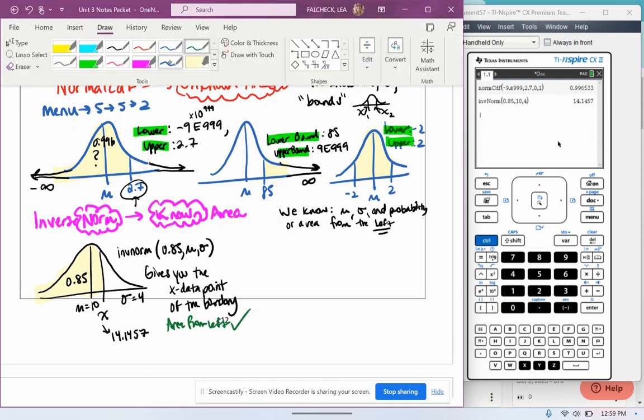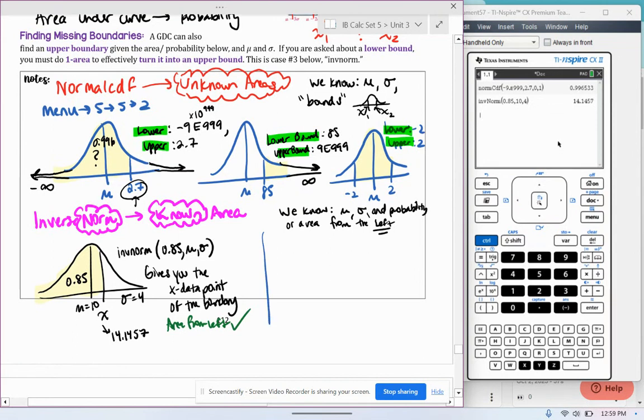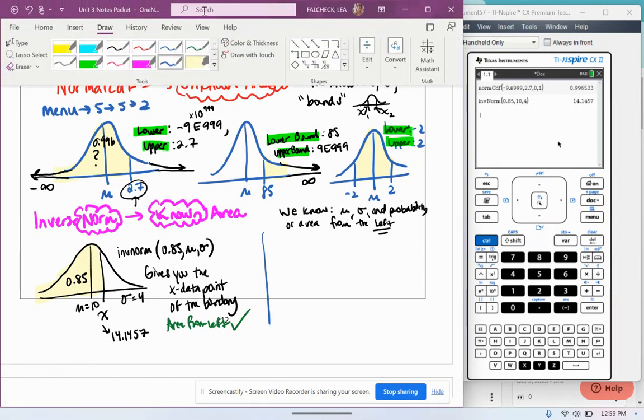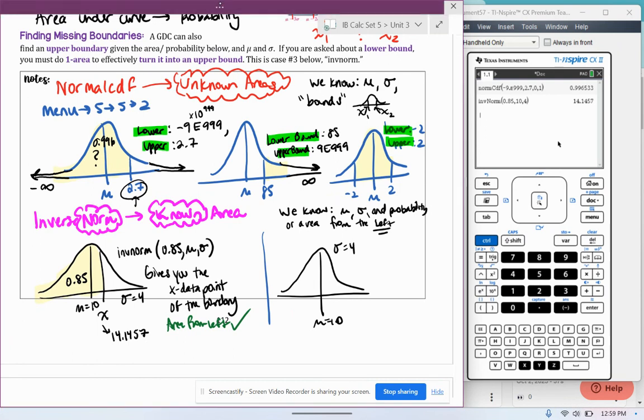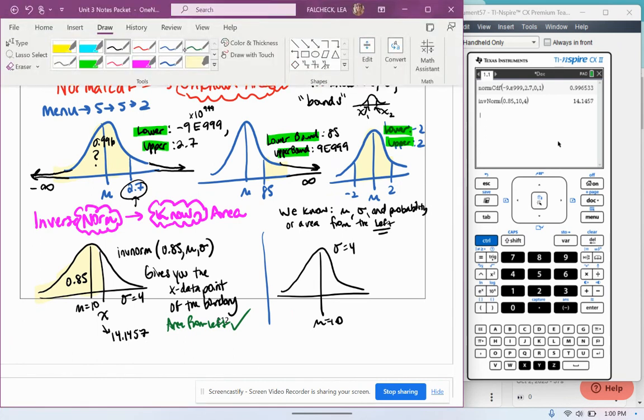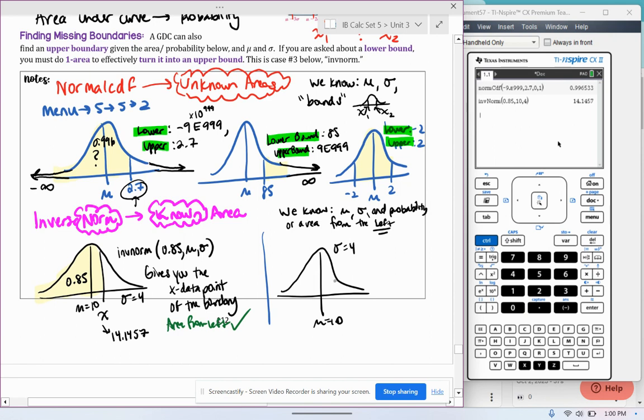If we're given the area from the right, we just have to do a little bit of thinking, but that's okay because we are good thinkers. So I have maybe this picture given. Same mean is 10, standard deviation is 4. Except now we're given that 15% of the data is above the data point X. What is that data point X?